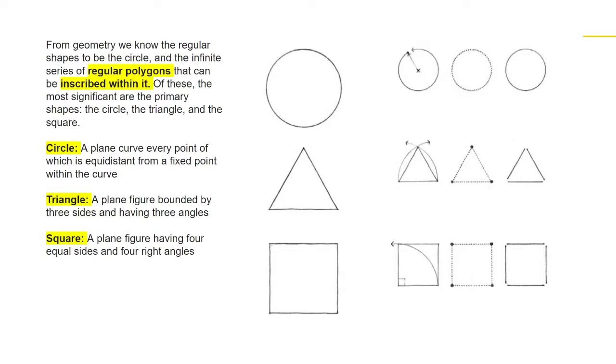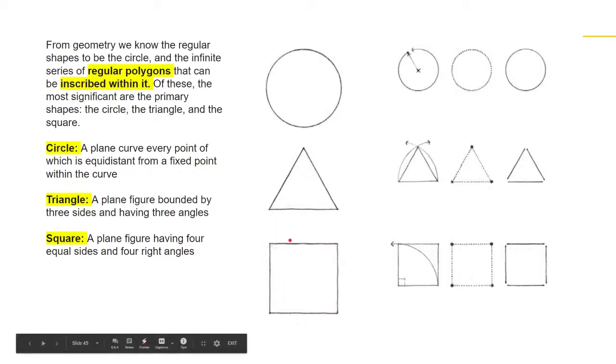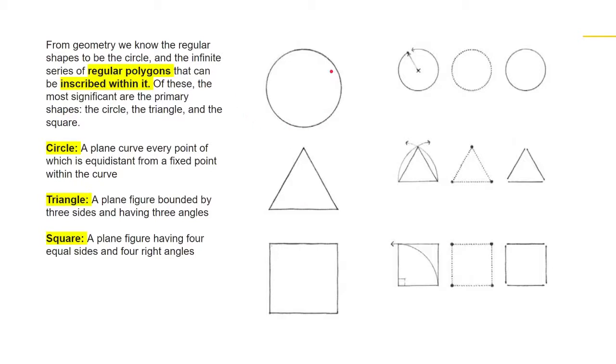For geometry, we know the regular shapes to be the circle and an infinite series of polygons that can be inscribed in it. Of these, the most significant are the primary shapes: the circle, the triangle, and the square. A circle is a plane curve, every point on which is equidistant from a fixed point within the curve. A triangle is a plane figure bounded by three sides and having three angles. And a square is a plane figure having four equal sides and four right angles.